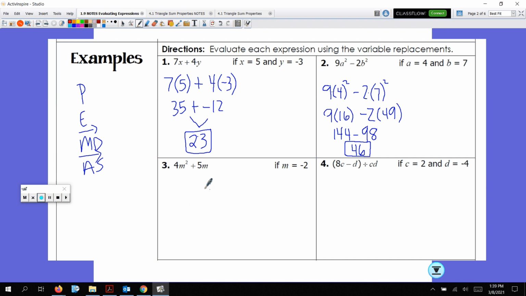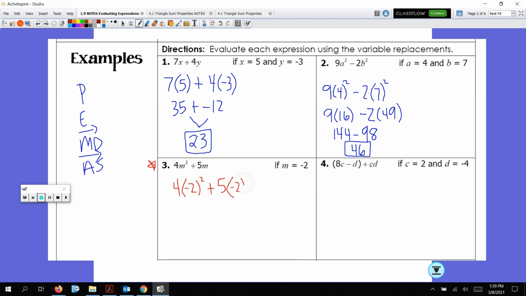All right, let's look at number 3. 4m squared plus 5m. M equals -2. Be really careful. I'm going to put a star next to this one because we have a negative. It's really important we use parentheses with negatives so that it doesn't look like subtraction. 4 times (-2) squared plus 5 times (-2).